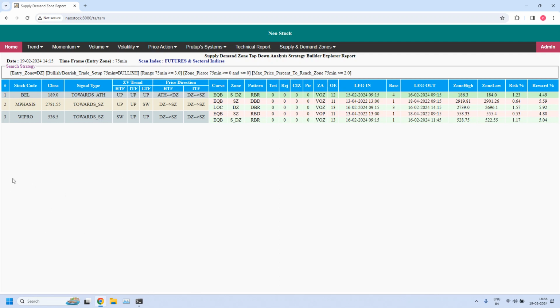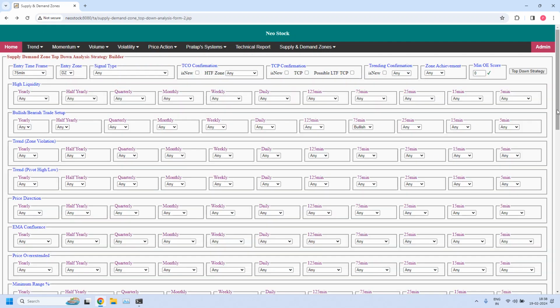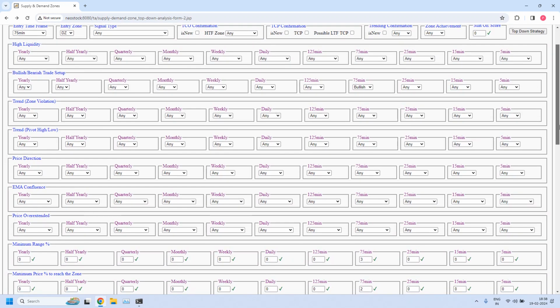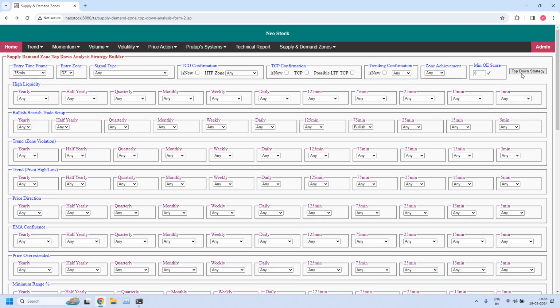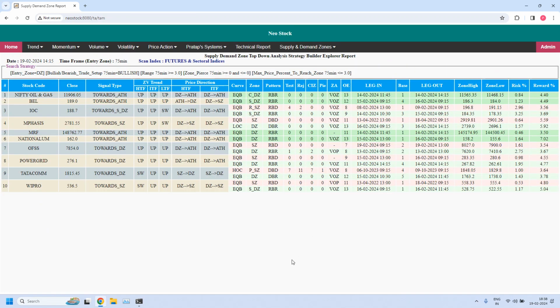Now let us add some more stocks by increasing the near to the zone maximum price percent from 2% to 3%. This is the final report for 75 minutes. That means weekly income trade, bullish trade setup, maximum 3% to the zone. That means if tomorrow price is down 3%, some of these stocks will get the entry. Some of these stocks are within 2%.